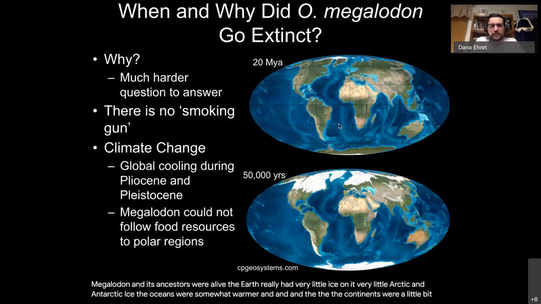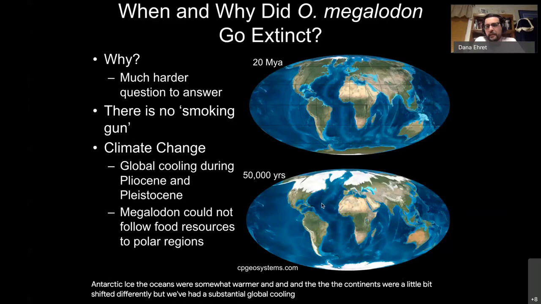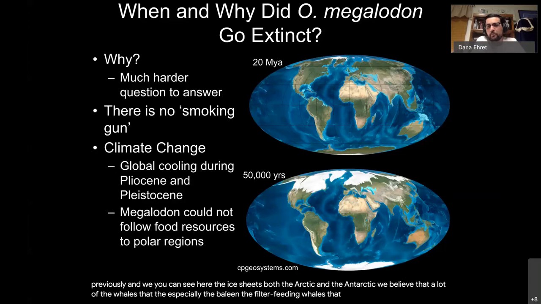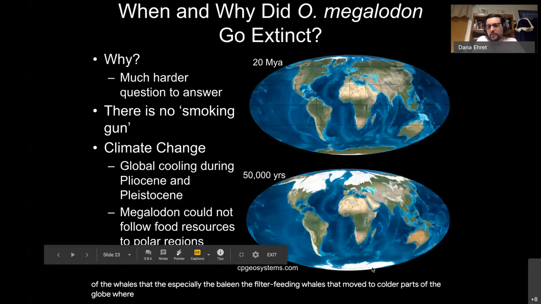But we've had substantial global cooling in the last 5 to 6 million years compared to previously. And you can see here the ice sheets on both the Arctic and the Antarctic. We believe that a lot of the whales, especially the baleen, the filter feeding whales that Megalodon is feeding on, may have moved to colder parts of the globe where these sharks couldn't do as well.